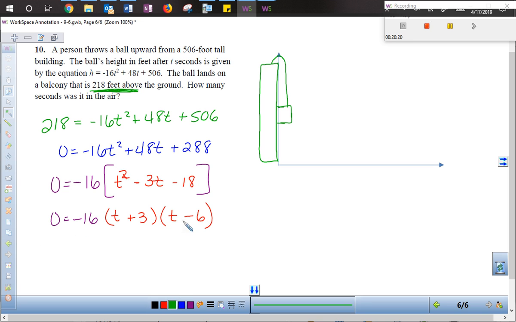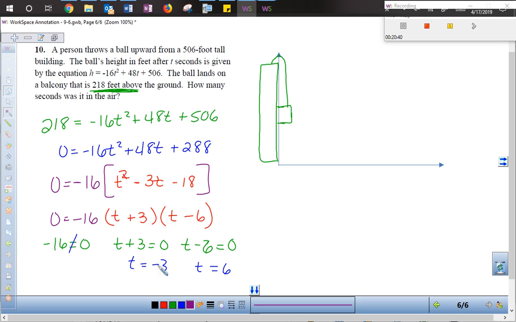Now we just take each term and set it equal to 0. So negative 16 equals 0, t plus 3 equals 0, and t minus 6 equals 0. Now this one is not an equation. There's no variable. This one gives me a result of negative 3, and this one gives me a result of positive 6.